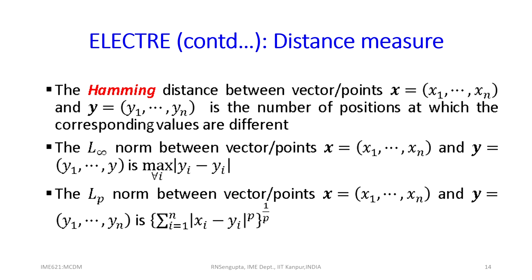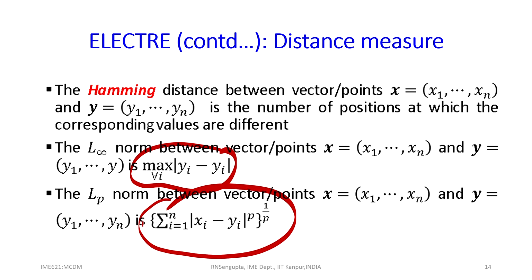The L infinity norm, given two vectors x and y in n dimensions, is given by the max. The general concept of the Lp norm is the sum of the mod of the difference between the xi's and yi's to the power p, and then after the sum you take the 1 by pth power. So, if you put p as 2, it is basically the L2 norm which you have already obtained.